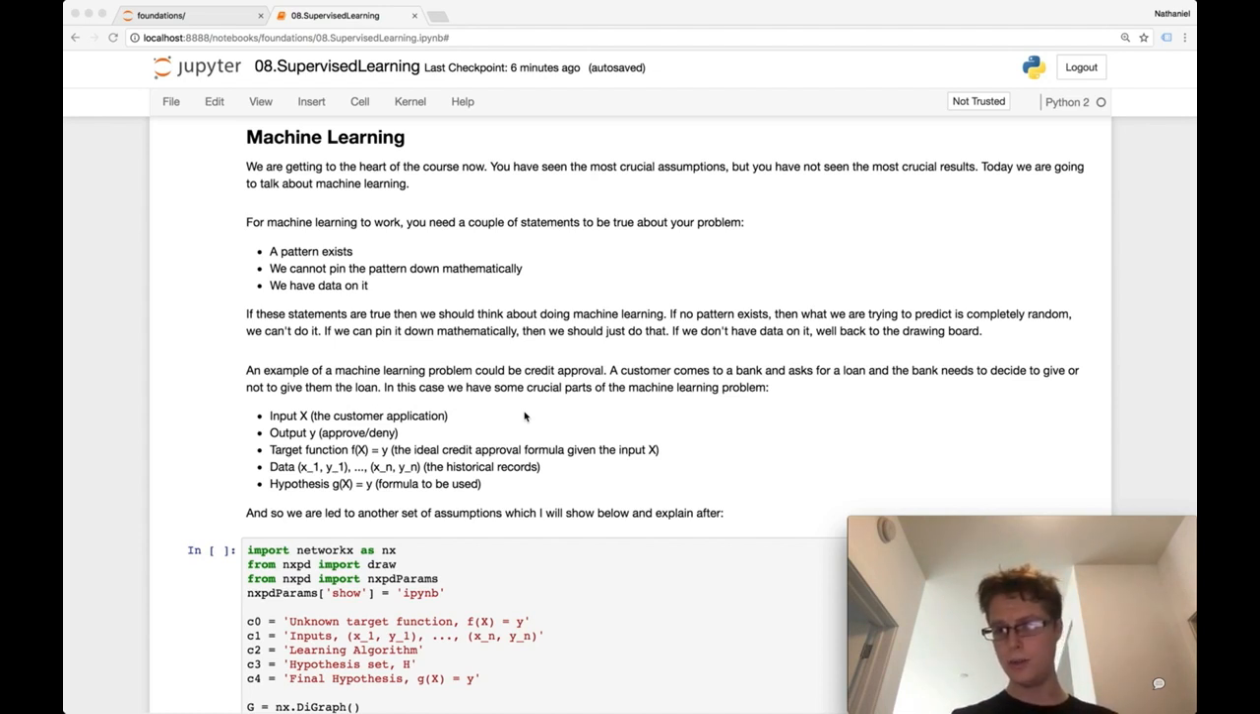The second thing that you need to have is this pattern can't be pinned down mathematically. And you're like, well, that doesn't make sense. Maybe you could pin it down mathematically, you could still do machine learning. Well, the problem is you wouldn't want to do machine learning. If you could pin it down mathematically, then you would just pin it down mathematically and do it that way.